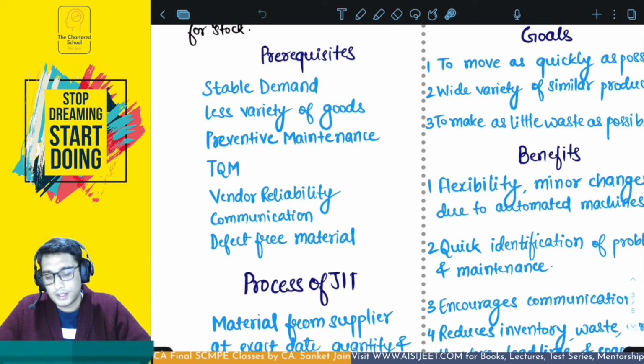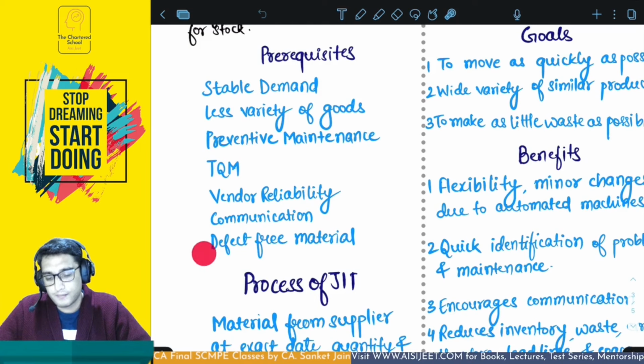Next is, the material received should be defect free. So we don't have the time to inspect the material because we are going to straight away use it for production, because we're working on order time, on a per order basis under GIT, so therefore we don't have the time to inspect the material.